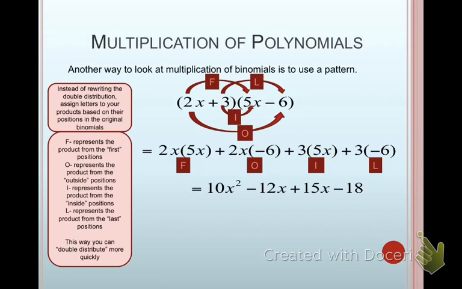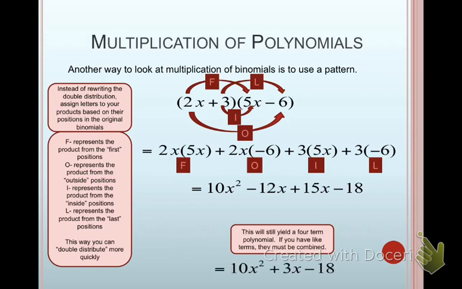As you can see, we get the exact same result we got in the previous slide. It's just a nice acronym to help you keep the terms organized, and it's an easier way to remember how to do it. In the end, you still have to remember to combine those two middle terms, and you might hear me sometimes refer to it as the OI. The O and the I, the outer and the inner, will combine. So we still get 10x squared plus 3x minus 18 in the end.